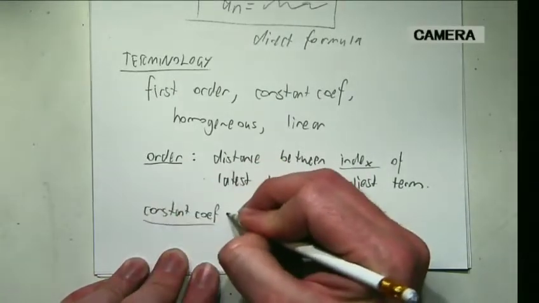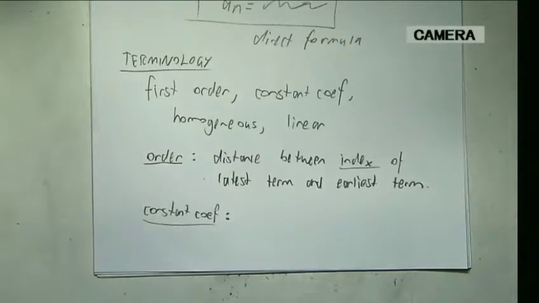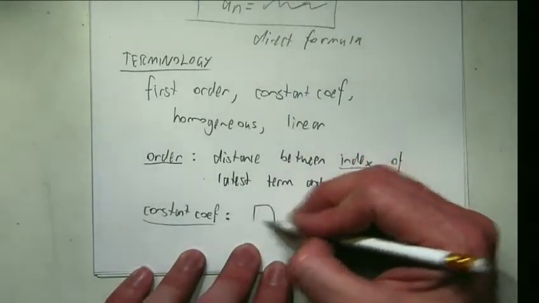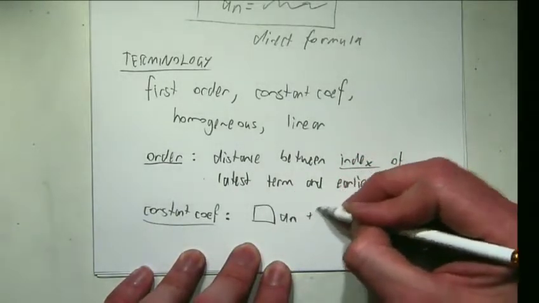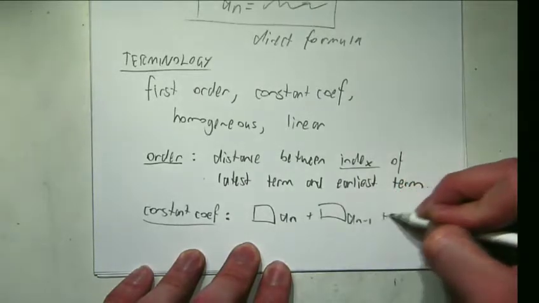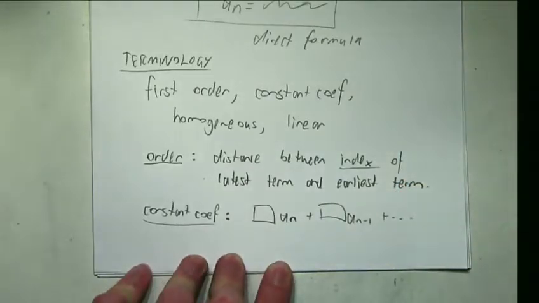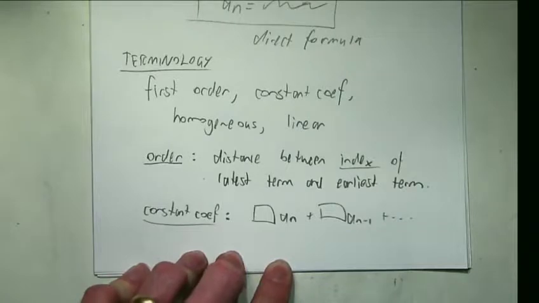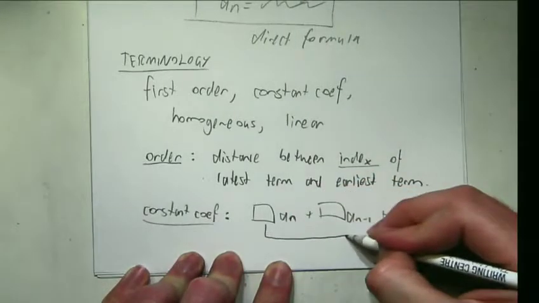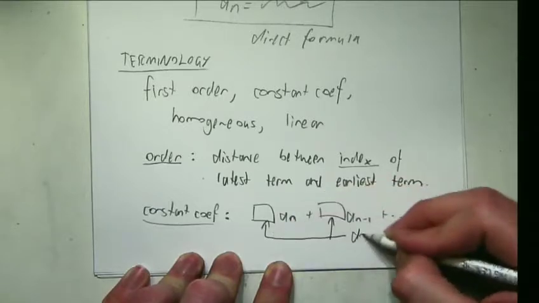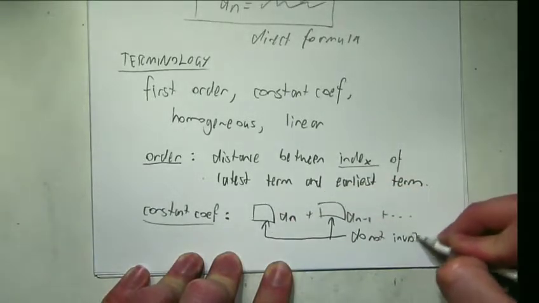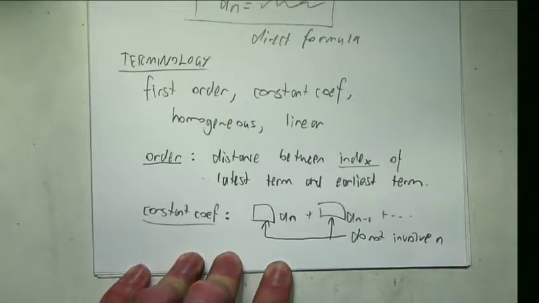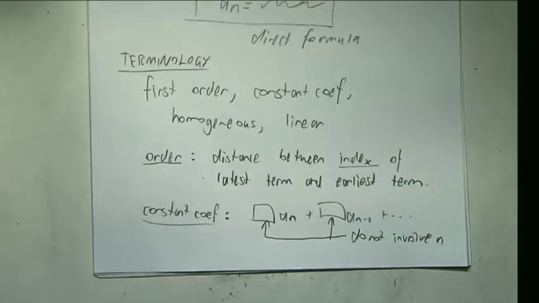Constant coefficient means that your term will be something like something times a_n plus something times a_{n-1} plus and so on, okay? And these numbers in these boxes have to be constants. They're not allowed to involve n. They do not involve n. They're just constants. 3, 7, minus 1, whatever.